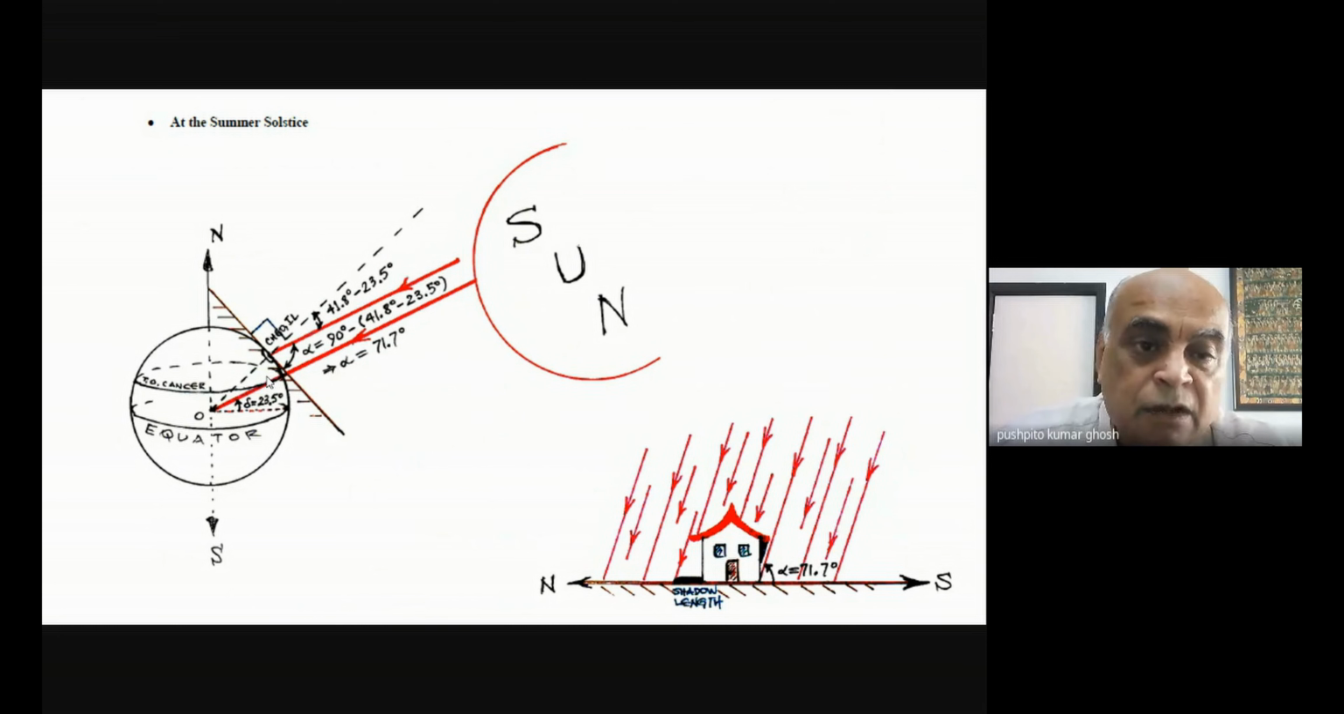Now, let us take a case. Here, we are talking about the summer solstice. In the summer solstice, what did we say? That the declination angle is 23.5 degrees. So this angle is 23.5 degrees, the angle that the sun's rays are making with respect to this horizontal line on which the equator is located.